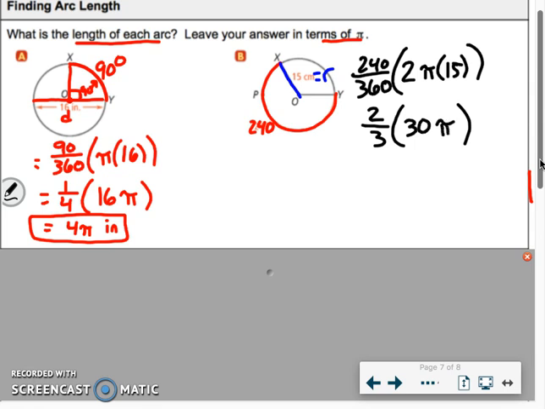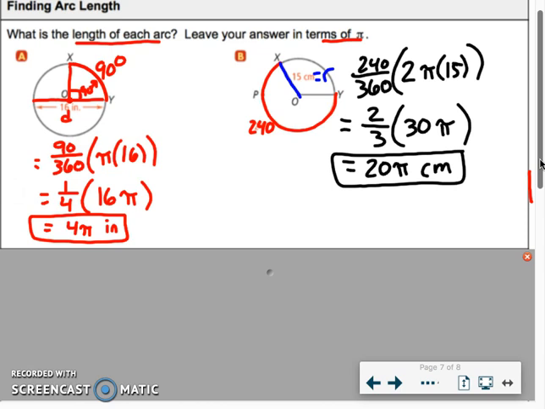So really it's asking what is 2/3 of 30? That would be 20 pi. This time our unit is centimeters. So that's the length from X to Y. So this is the length of X, P, Y, that way around. Okay.